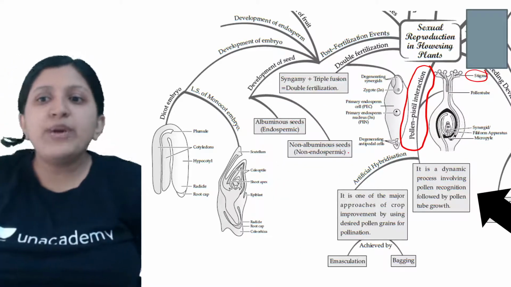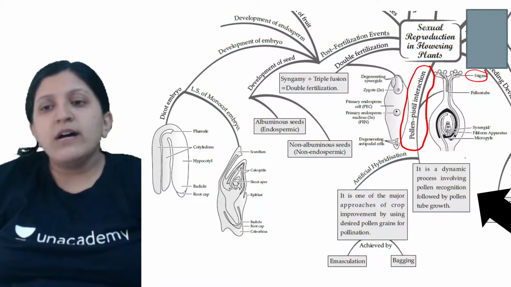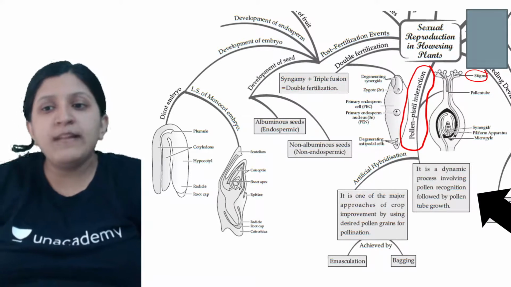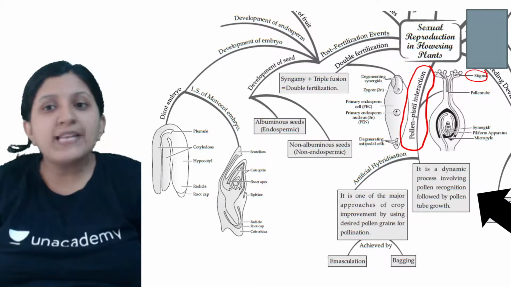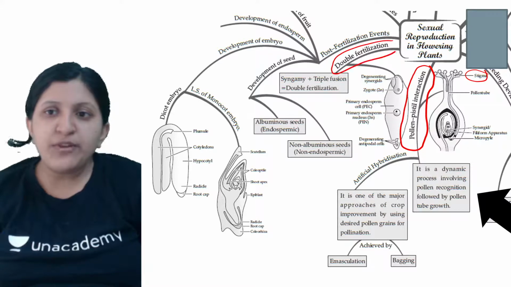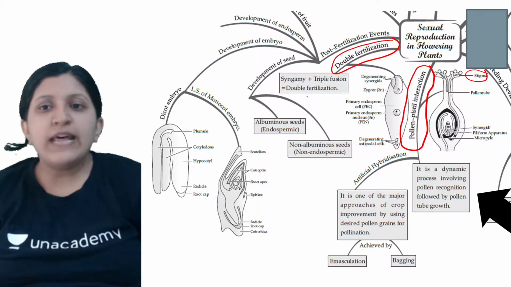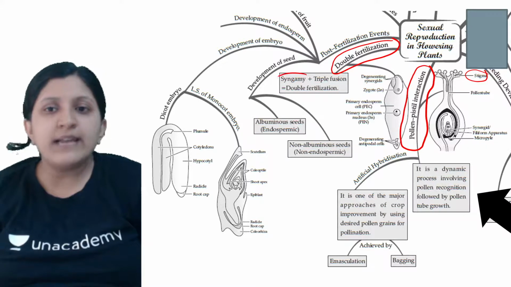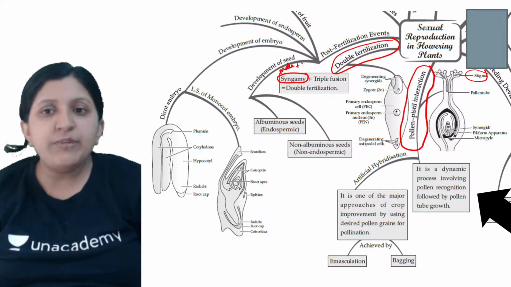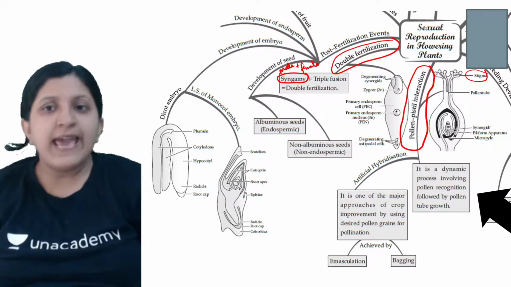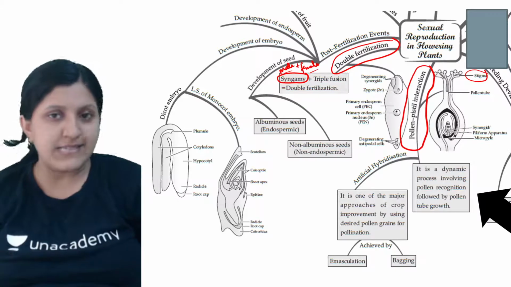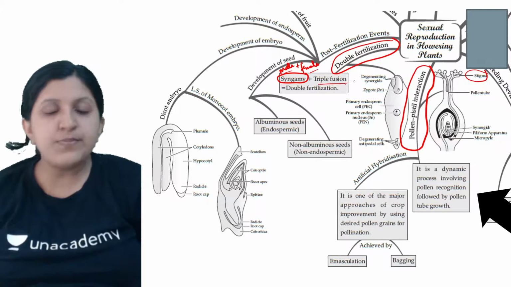Okay, now after the fertilization is done, one of the male gametes is going to fuse. So let's see this one, which is with respect to double fertilization. There is syngamy occurring, that is the fusion of the male and the female gamete. The egg nucleus and the male nucleus are going to fuse, and that we call syngamy. And there is a triple fusion.